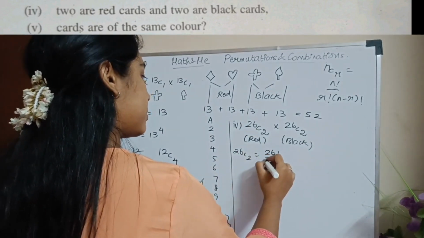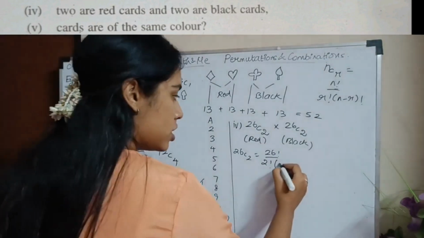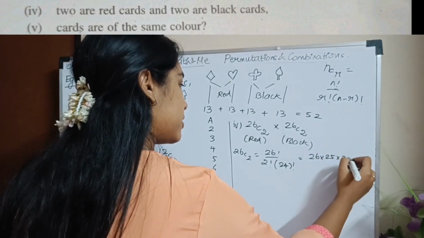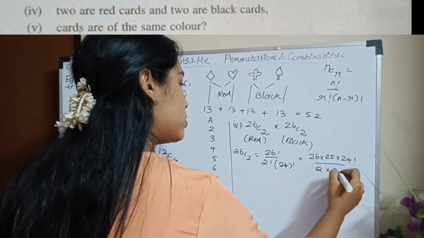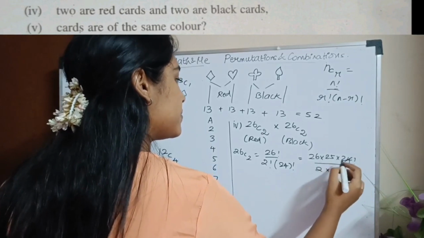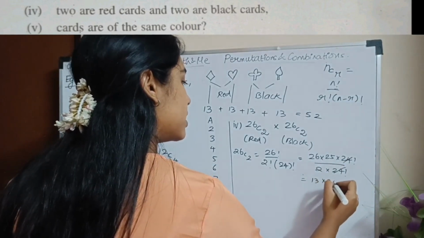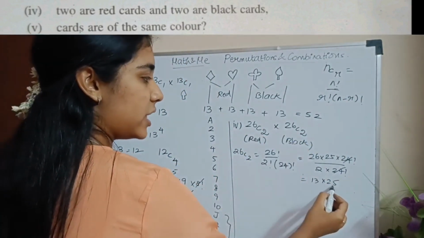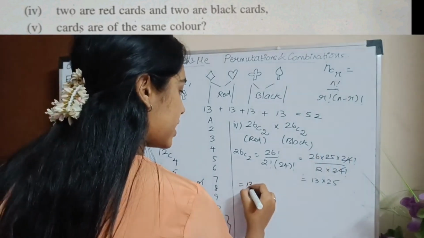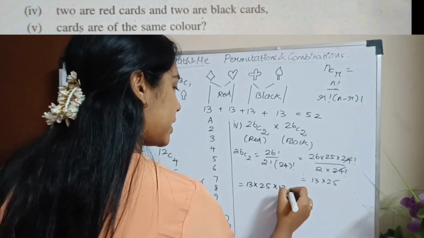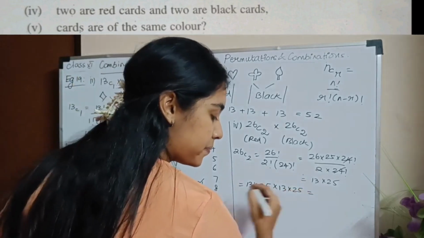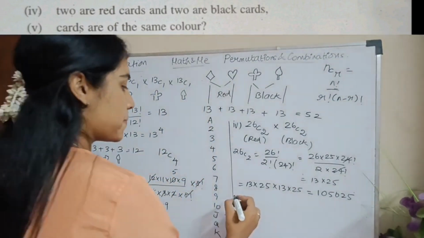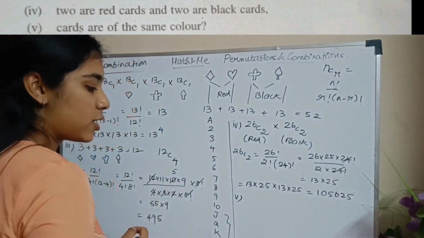26 factorial divided by 2 factorial times 26 minus 2, which is 24 factorial. So then I go 26, 25, 24 factorial divided by 2 into 24 factorial. So if I cancel, I'll have 13 times 25. So basically I have 26C2 times 26C2. So it will be 13 into 25 into 13 into 25. So my final answer would be 13 into 25 times 13 into 25, which will be 105625. Okay, please do the multiplication. I'm just writing the final answer. Last subsection. Cards are of the same color.